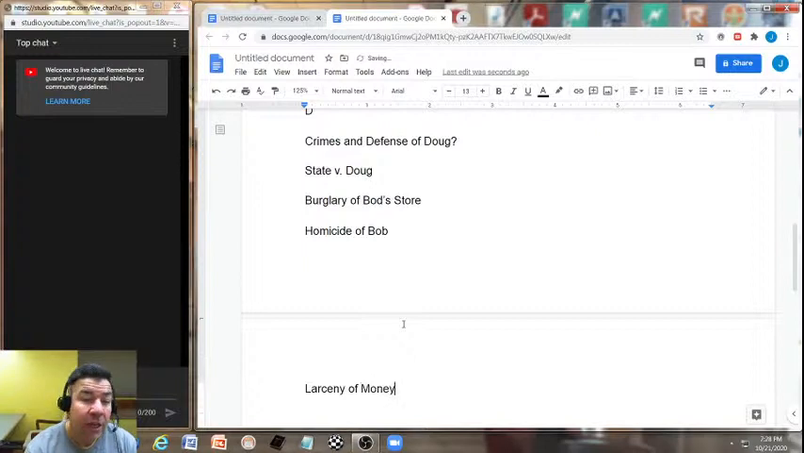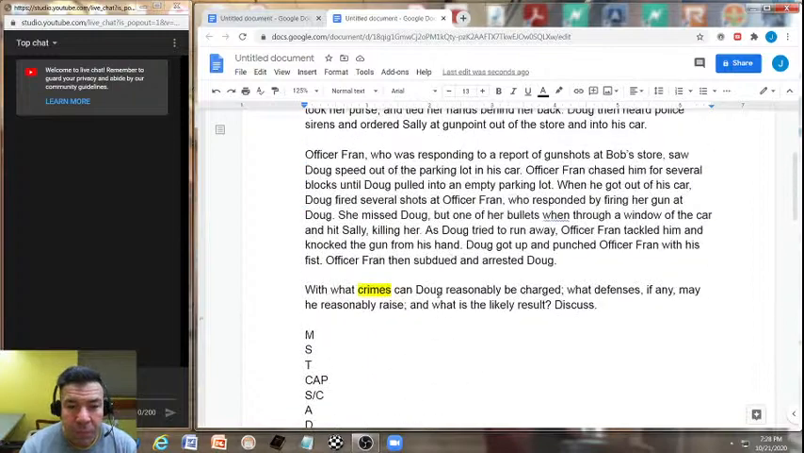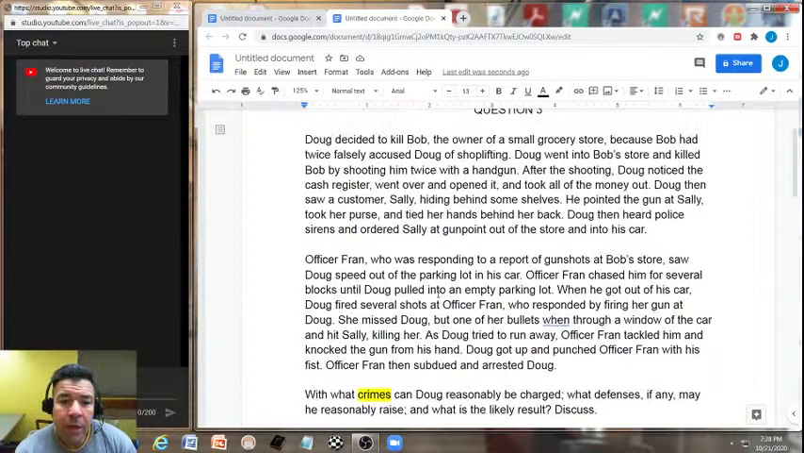We want to make sure to keep as close to our facts as possible. That's why I changed cash out for money. Money was used in our fact pattern, or in the queue. Now, Doug then saw a customer, Sally, hiding behind some shelves. He pointed the gun at Sally, took her purse, and tied her hands behind her back.